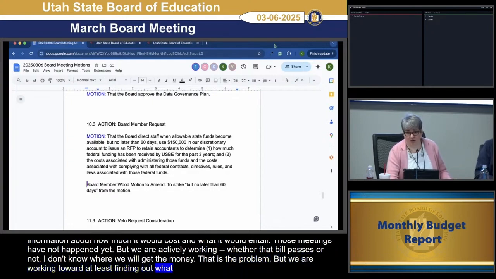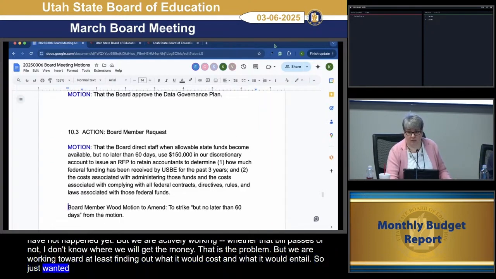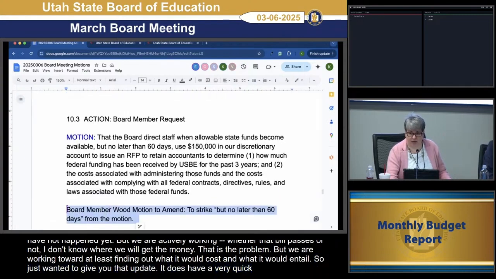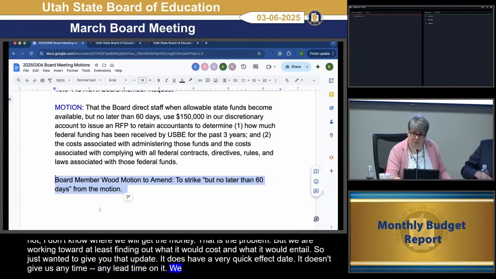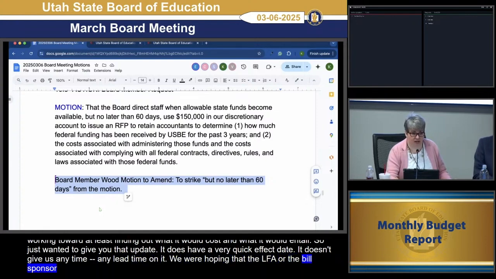It does have a very quick effect date. Doesn't give us any lead time on it. We were hoping that the LFA or the bill sponsor would accept the revised fiscal note, but they chose not to. So we're in a pickle. We're absolutely in a pickle.